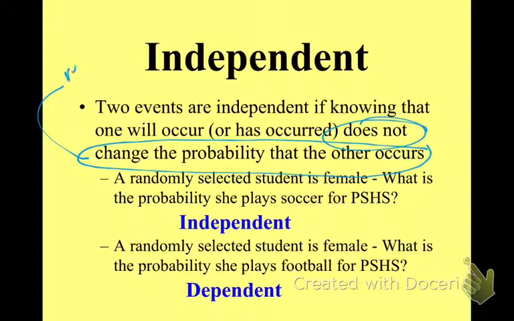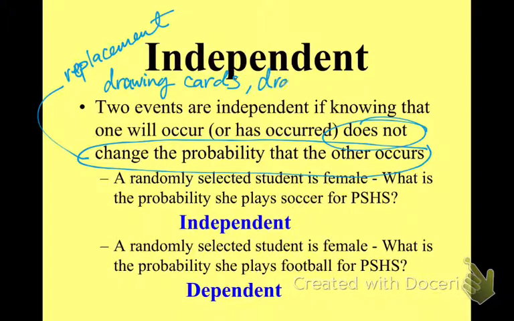Anytime that you see the word replacement, that would mean that it is independent. So for instance, if I am drawing cards or drawing marbles out of a hat, those are usually the only two that I see. If I say with replacement, then that means that every single time, if I'm replacing that marble or replacing the card every time, my probability is staying the same. So think about, does my probability stay the same with each trial, or is it changing? If it changes, then you would say that the events are dependent.